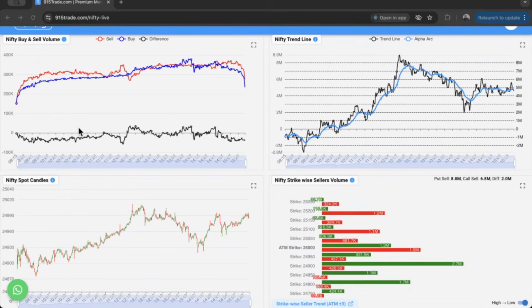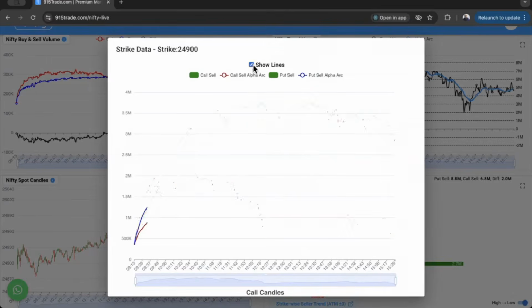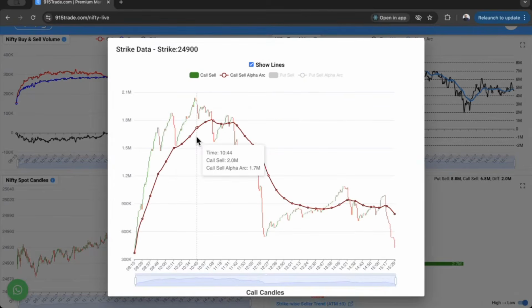Dhanpal: Sir, can you go to the 24,900 call arch, sir? A particular strike price? Yeah, sir, and take everything. I don't want the candle also, sir. I only want the call sell arch, sir.